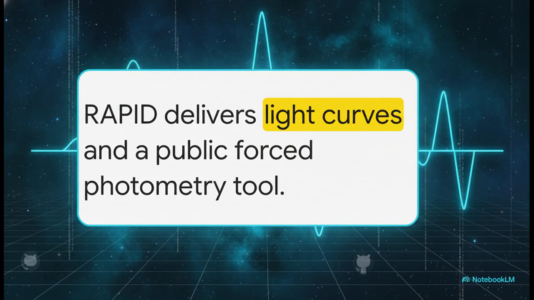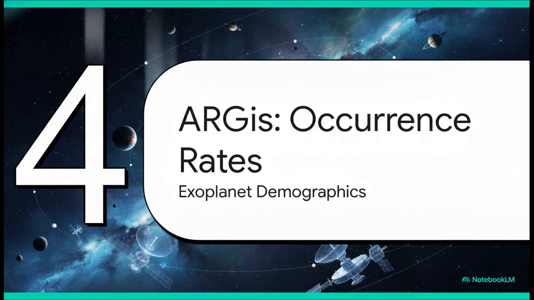This gives the entire community the extra tools they need to investigate multi-messenger science and immediately jump on sudden astronomical events without having to write all that underlying software themselves. Next up, Section 4, ARGis and their occurrence rate pipelines.